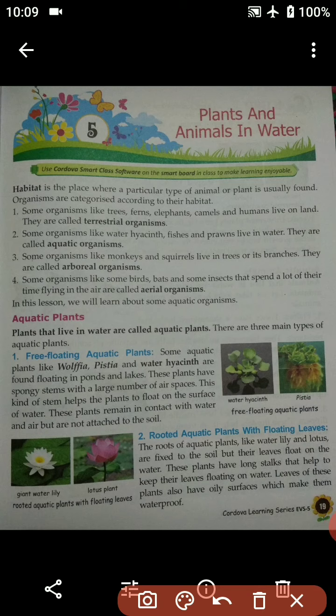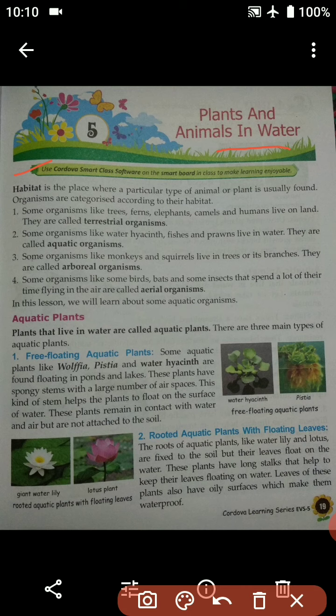So students, after completing our chapter 4, today I am going to start chapter 5 and the name of the chapter is Plants and Animals in Water. So today we are going to understand about different plants and animals that live in water. Okay students? So let's start.